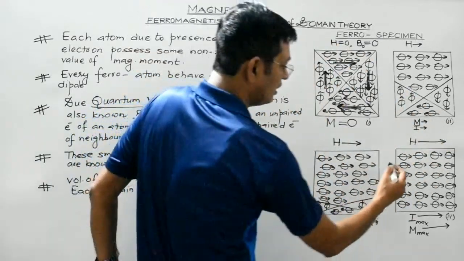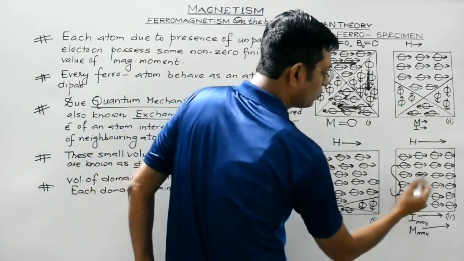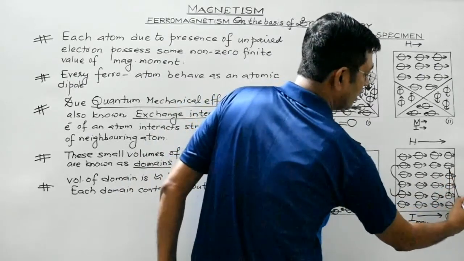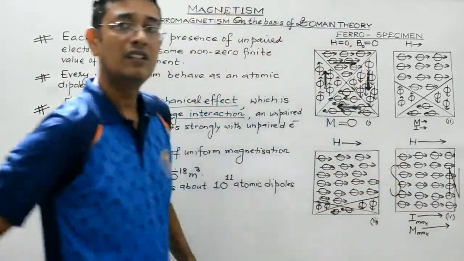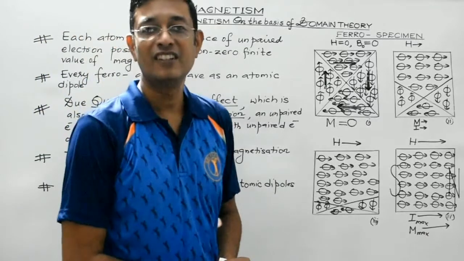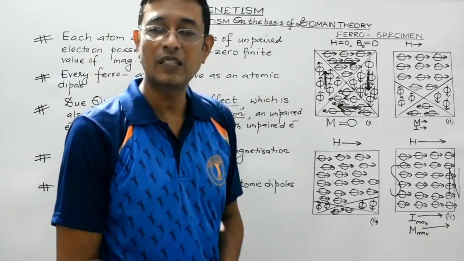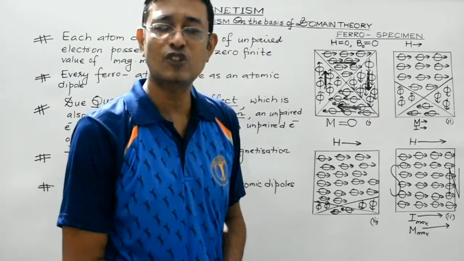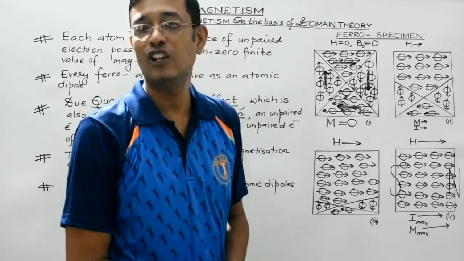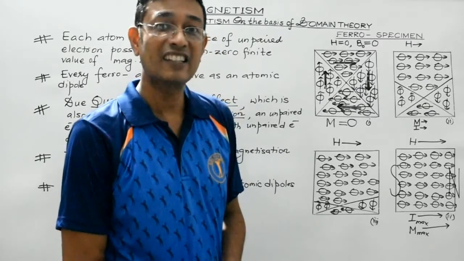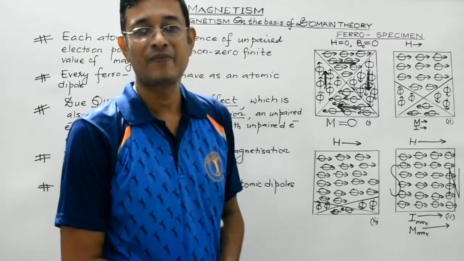So definitely, this end will acquire south polarity, while this end will acquire north polarity. So it will acquire large magnetization. So the ferromagnetic specimen gets strongly magnetized along the direction of the external magnetic field.